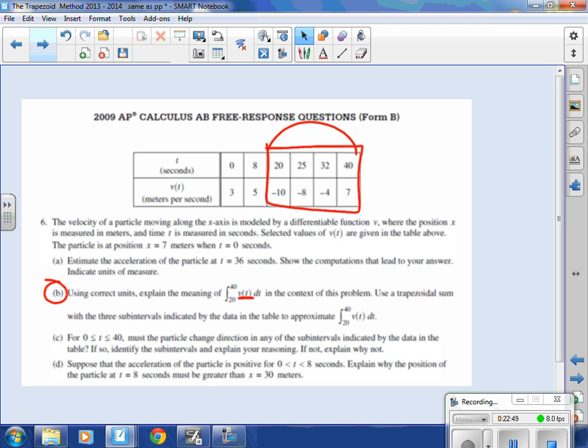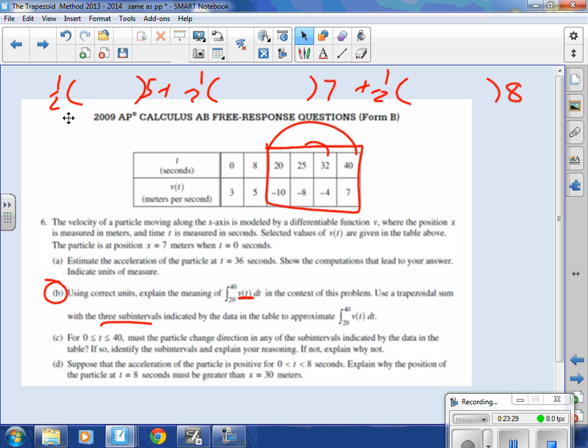Do we have the number yet? We are going to use 3 trapezoids. One half plus 1/2 plus 1/2. Can our subintervals be negative? Nope. First subinterval stretches from 20 to 25. That's going to be 5. Second subinterval is 25 to 32. That's going to be 7. And the third subinterval is 32 to 40, which is 8. Those are your 3 individual heights.